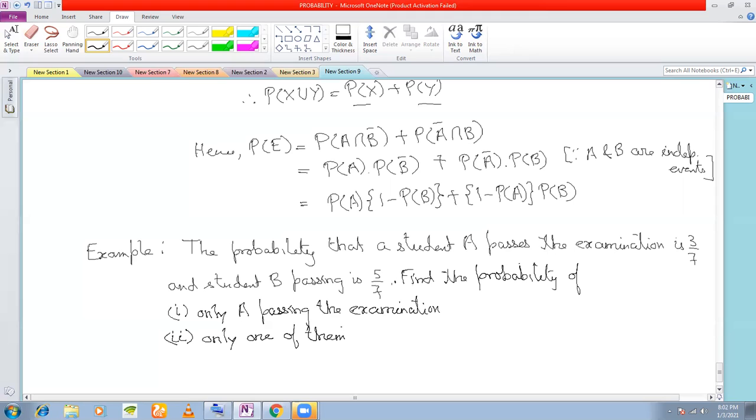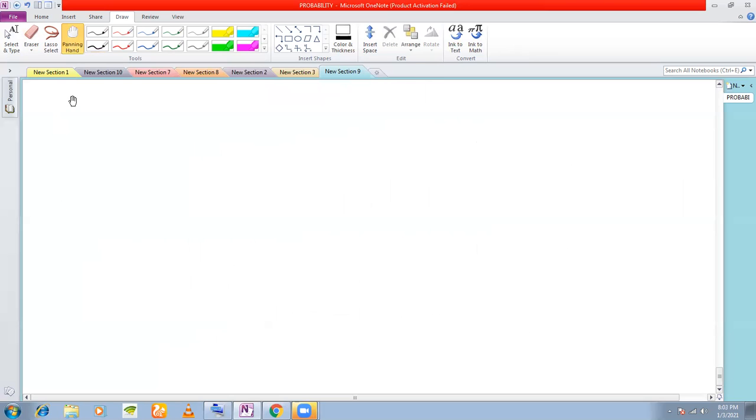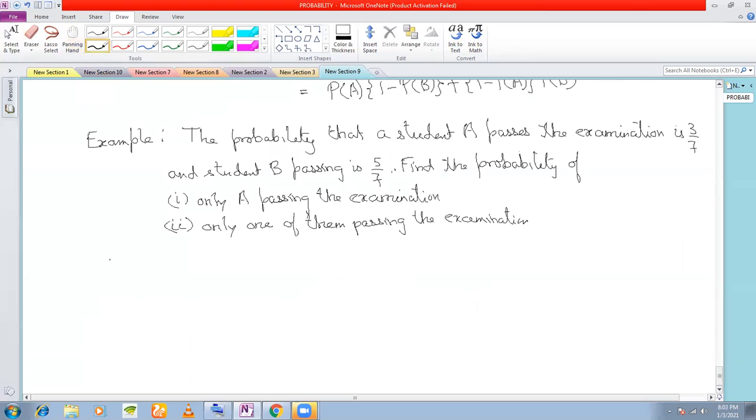And the second question is only one of them passing the examination. Okay. So let us define the event first. Let us first see the question. What is the question for the first one?